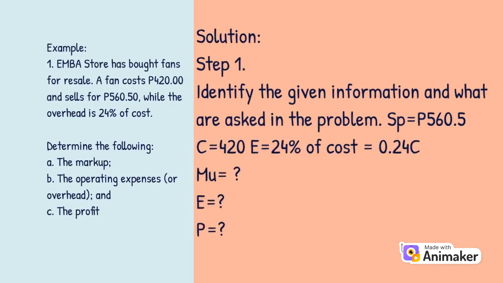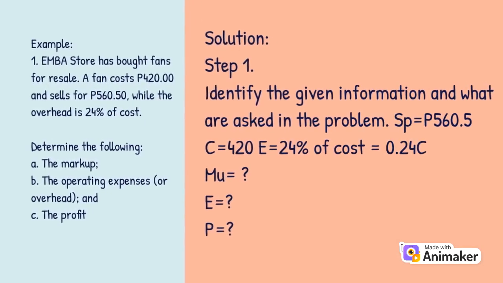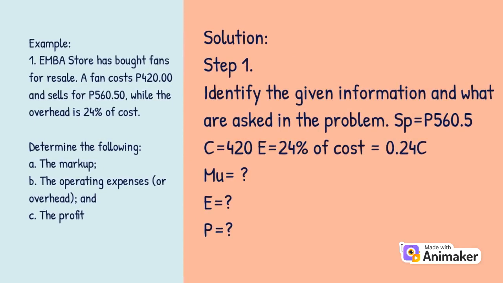Let us have examples of markup in businesses. Number 1. The store has bought fans for resale. A fan costs 420 pesos and sells for 560 pesos and 50 centavos, while the overhead is 24% of cost. Determine the following. A. The markup. B. The operating expenses, or overhead, and C. The profit.